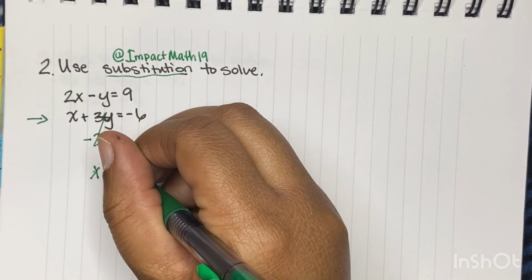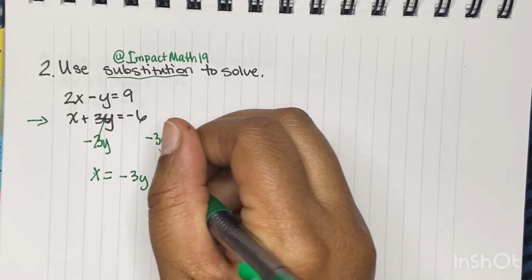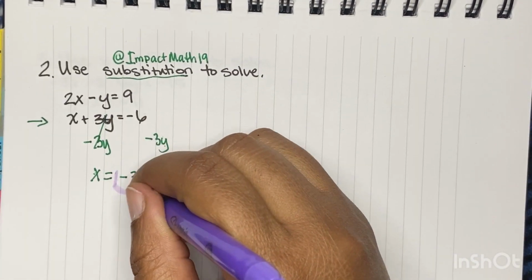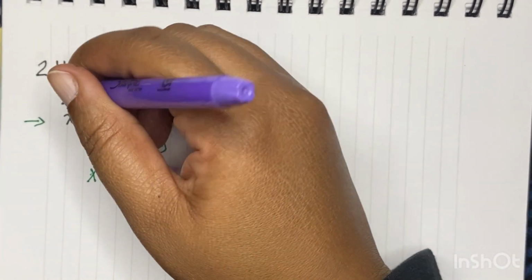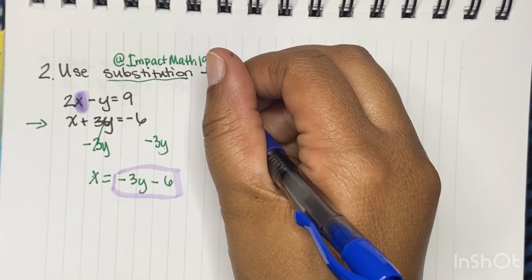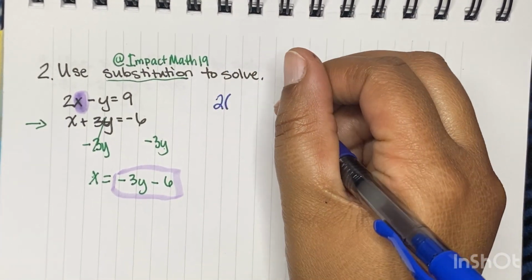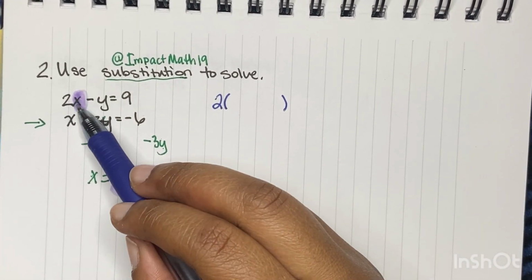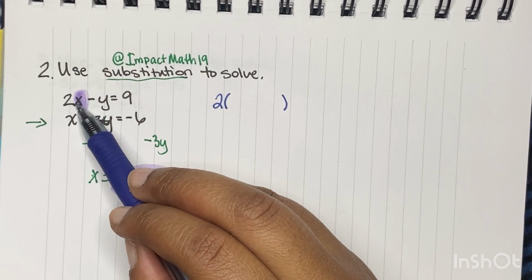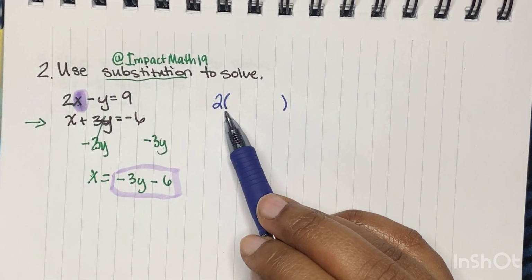So we're going to put negative 3y minus 6, okay? Now we take what our x equals, and we're going to plug it in to our first equation. We're going to plug it in there. So we're going to say 2 parentheses. Now why we're using parentheses is because 2 times a variable letter is always multiplied. So we have to show that with multiplication.